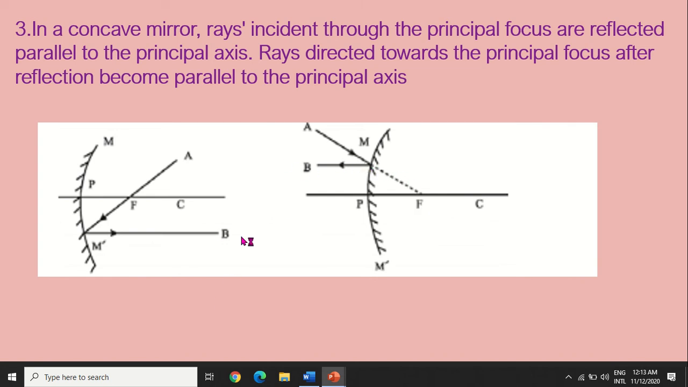So when you draw a ray diagram, you have to remember these 3 points. That means, again I am summarizing, when light is incident along the radius of curvature, it will return back in the same direction. When light is incident through the principal focus, it will be parallel to the principal axis after reflection. When light is incident parallel to the principal axis, then after reflection it will go through the principal focus, and it is true for both concave and convex mirrors.